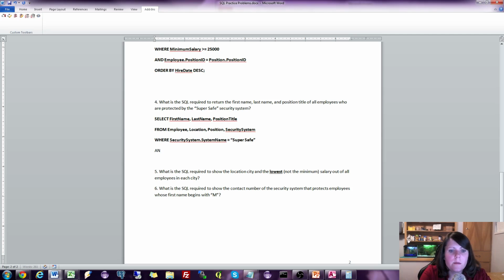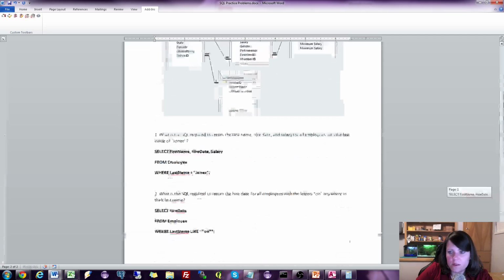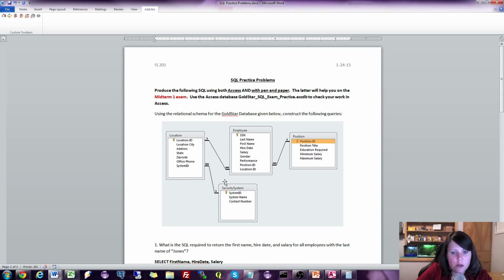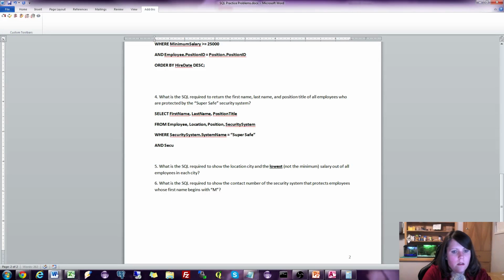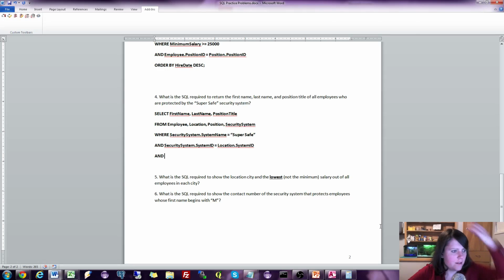Okay, so I need all those things. And then what I'm going to need is a bunch of AND clauses that just make those connections. So I'm trying to simplify the process in your head for you so you don't get confused about what you need. If you need to get from one table to another, you need to include a clause that connects foreign and primary key. So how do we do this? First, I can do where security system dot system ID equals location dot system ID. Oops. And so I just got from the security system table to the location table.